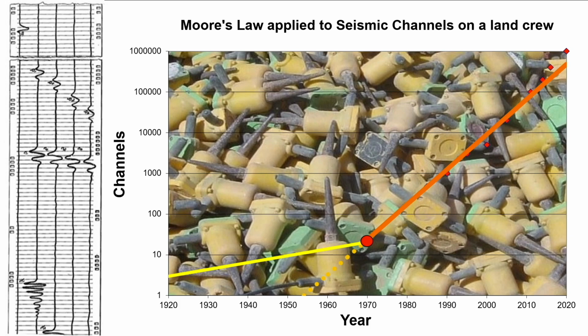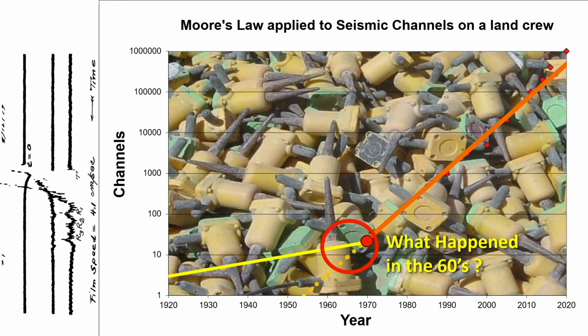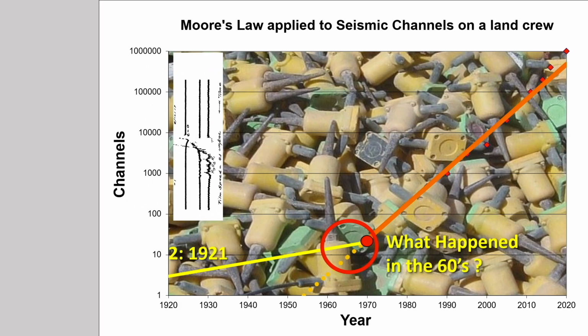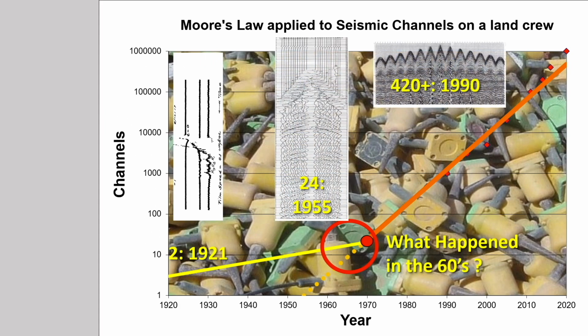This was the dawn of the digital age. Up until then, all recording, regardless of how it was done, had been analog. The change to digital recording fundamentally changed what was possible. Channel counts went from 2 to around 24 in the 1950s to hundreds, and then thousands, and then tens of thousands.